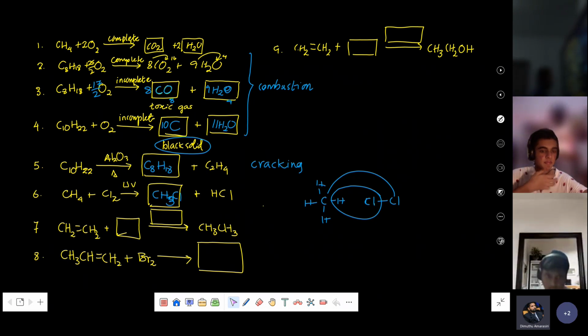Next one. What do you have to add for the alkenes?